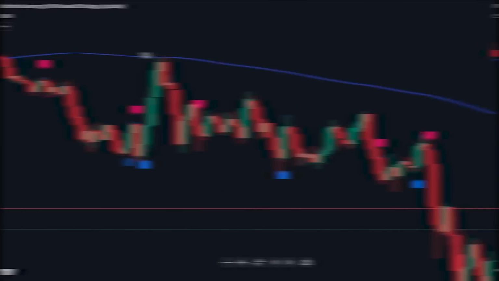If you would like to know more about this indicator's settings, we have a video on our channel that discusses the settings of this specific indicator further.